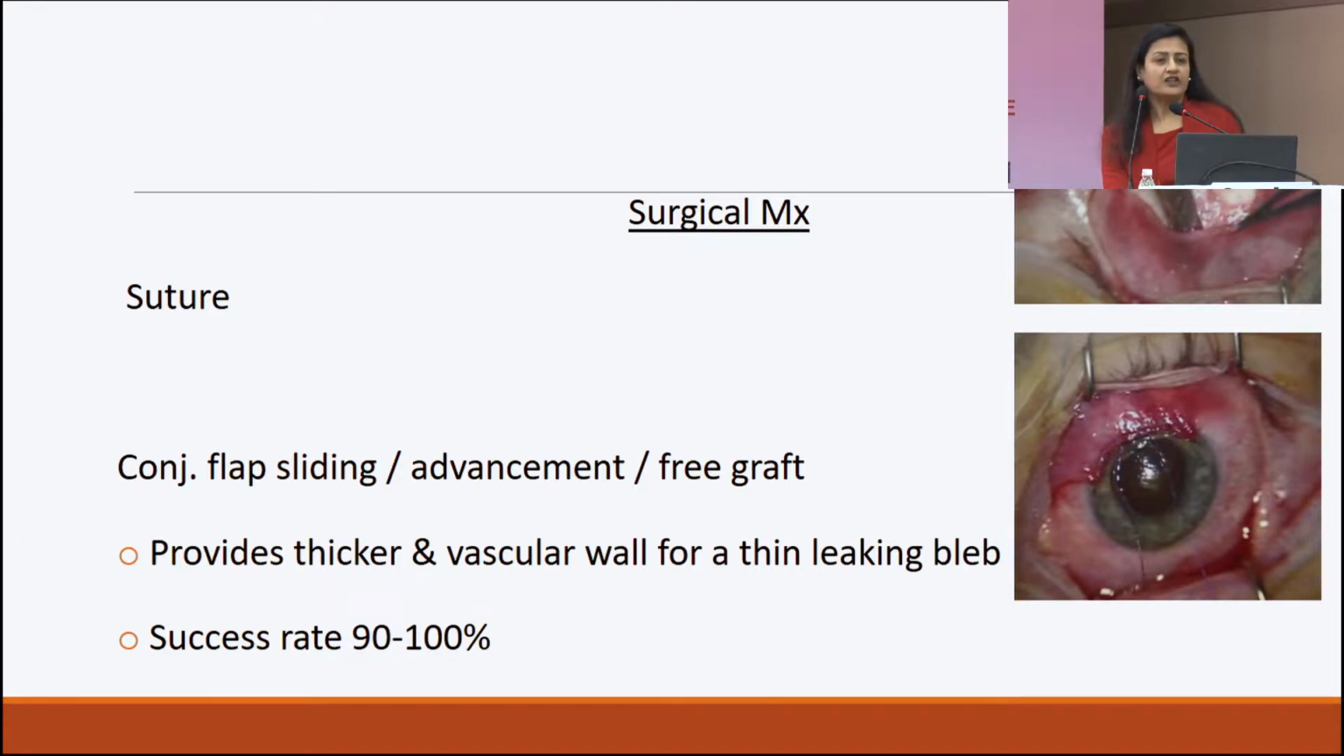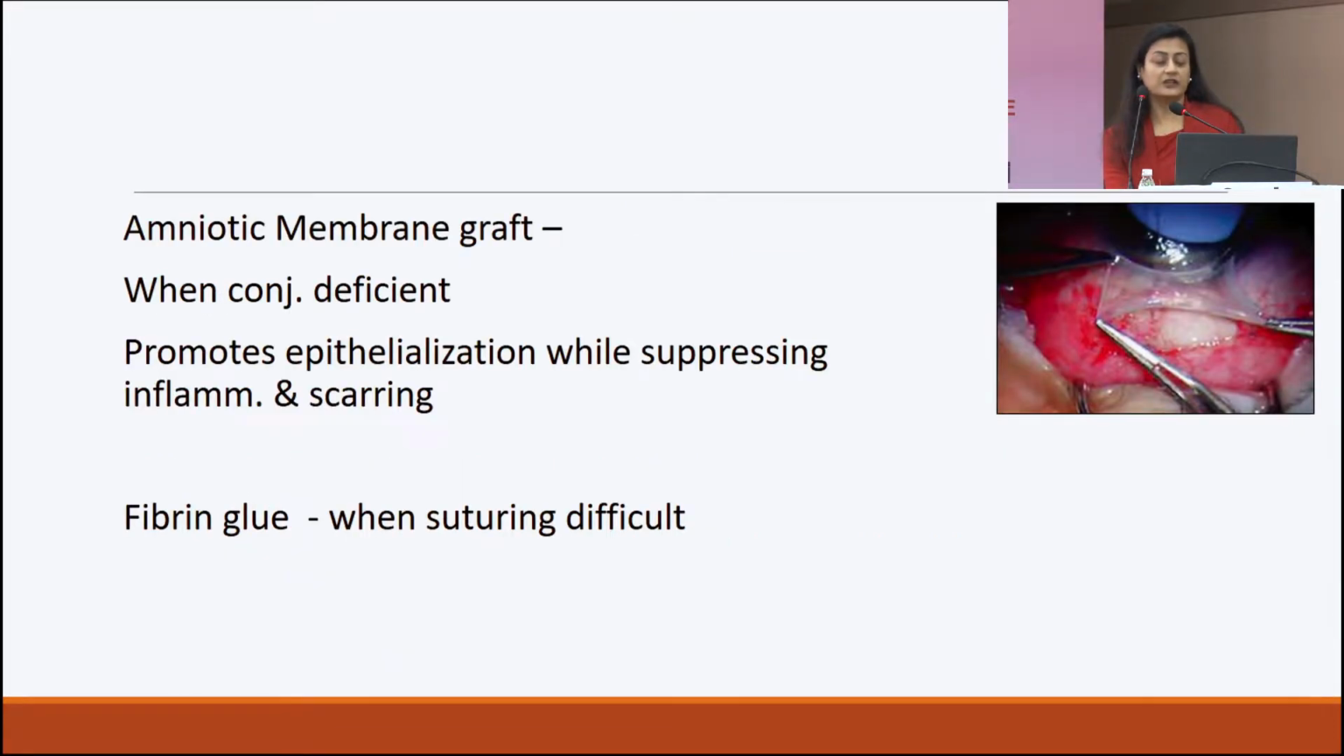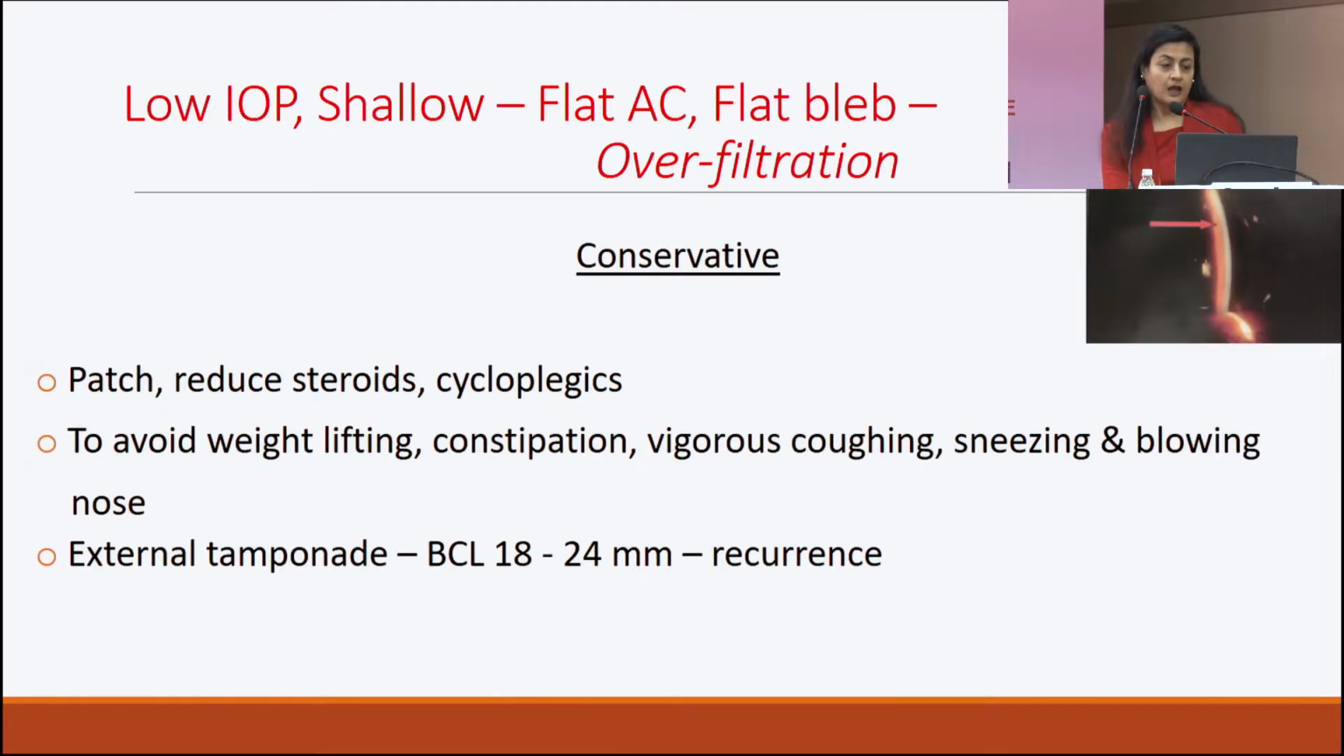If again the conjunctiva is very friable or your sutures are not staying in place, then you can use other measures like a conjunctival sliding, advancement, or a free graft. If the conjunctiva is again not staying in place, you can even try an AMG, and sometimes people have also tried using fibrin glue when the suturing is very difficult or the sutures are just giving way repeatedly. And all these measures can also be tried when it's a delayed case of a bleb leak or a bleb oozing.